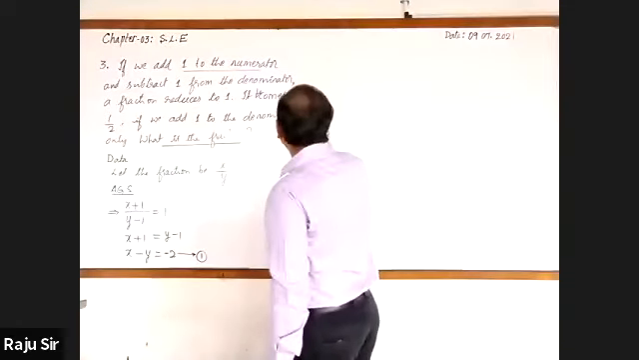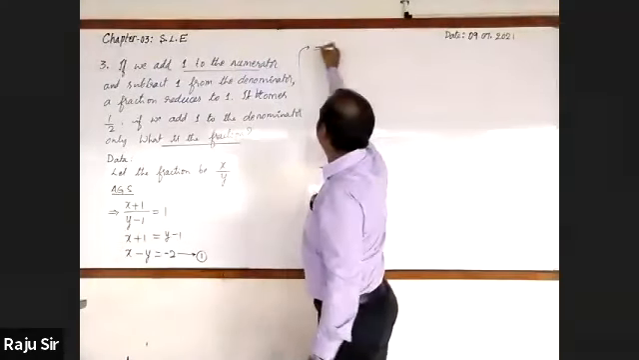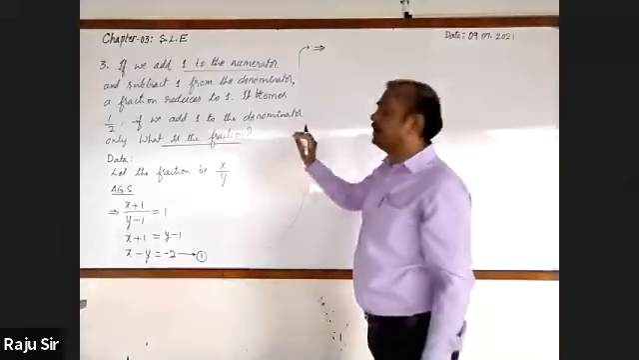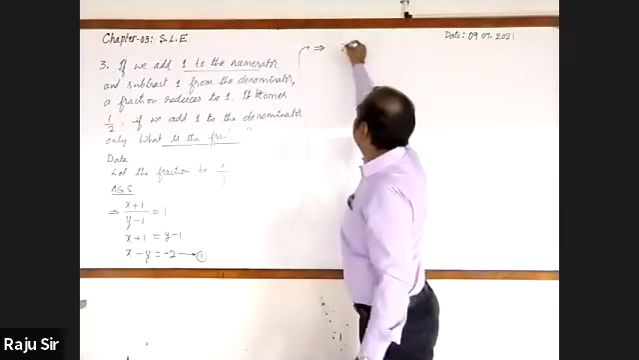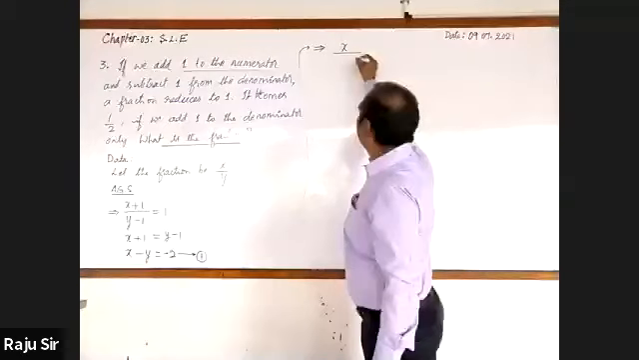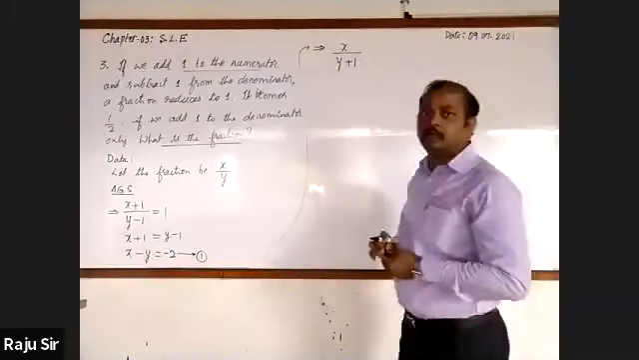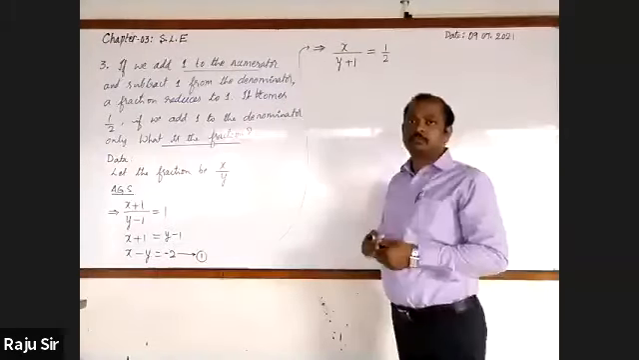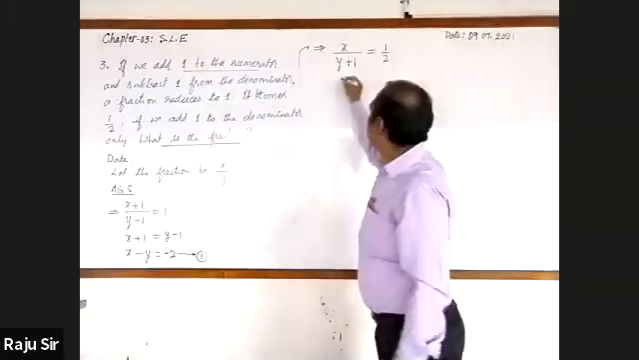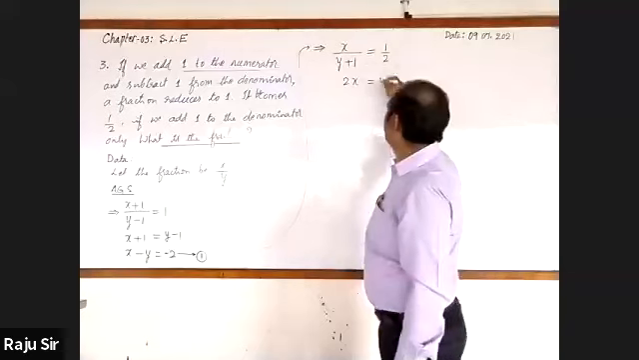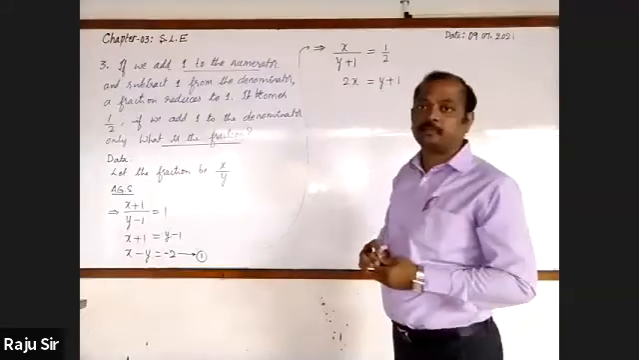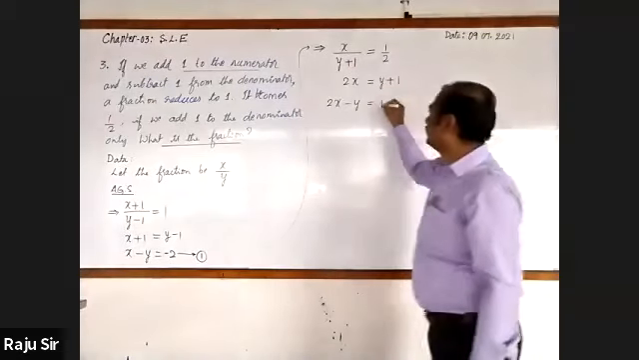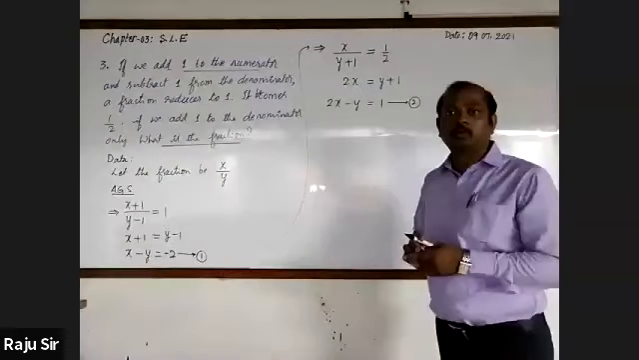Next, let me take the second statement. It becomes 1 by 2 if we add 1 to the denominator only. So we can write x by y plus 1. Then the fraction reduces to 1 by 2. Now cross multiply. It will be 2x equal to y plus 1. Then form the equation 2x minus y equal to 1. You may call it equation 2.